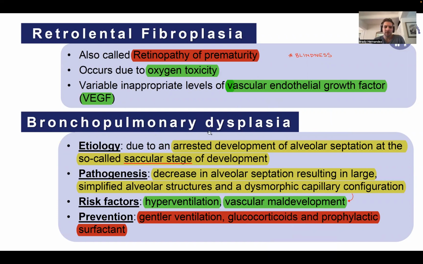Now you can also get bronchopulmonary dysplasia, but you can try to back off of the positive pressure ventilation and give surfactant.